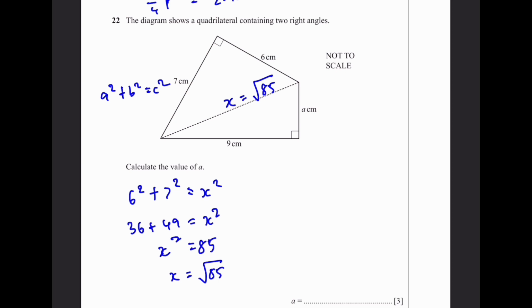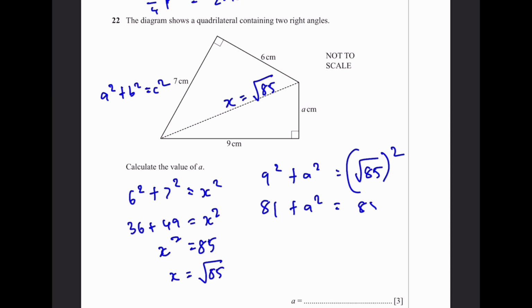And now 9 squared plus a squared equals root 85 the whole squared. And 81 plus a squared equals 85. A squared equals 85 minus 81, which is equal to 4. A is equal to root of 4, which is equal to plus or minus 2, but then the side's length cannot be negative, so A is equal to 2 centimeters, and that's the answer.